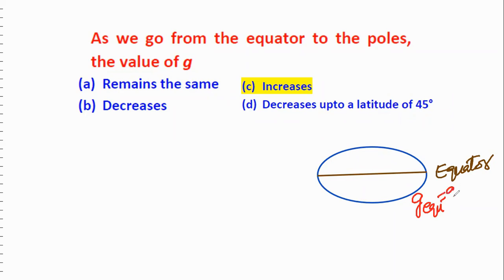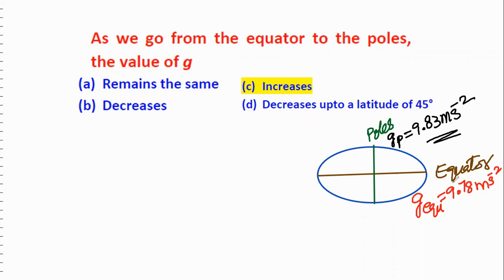At the equator, acceleration due to gravity, g, is 9.78 meters per second square. And at the poles, acceleration due to gravity is 9.83 meters per second square. So if you move from the equator to the poles, acceleration due to gravity increases.